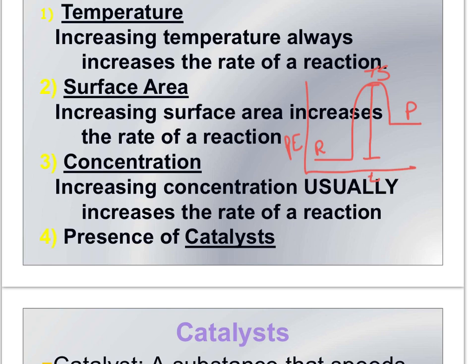Hydrogen peroxide will naturally decompose into water and oxygen, but it happens super, super slow. That's why hydrogen peroxide at home comes in a brown bottle, because light will actually catalyze that reaction. It'll make it go faster. And so there are many different ways to add a catalyst to this.